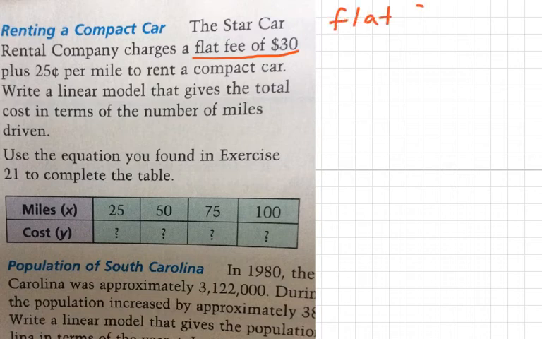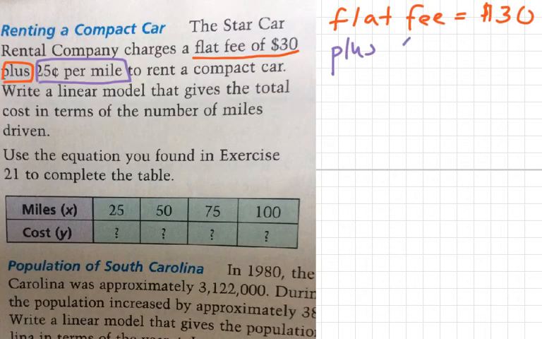And so I'm going to write over here flat fee equals $30. Okay, you could just write flat fee equals 30 if you want, since we understand in this problem that we're dealing with money. And then we have plus, okay, so I'm going to circle that. That means that probably we're going to have a plus sign in our formula somewhere. And then we have 25 cents per mile.